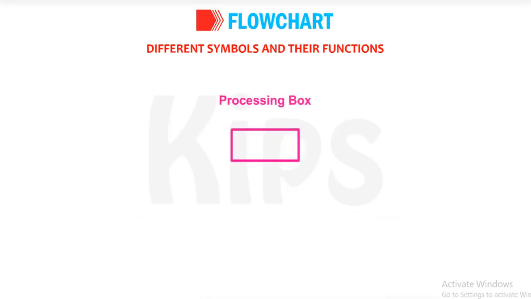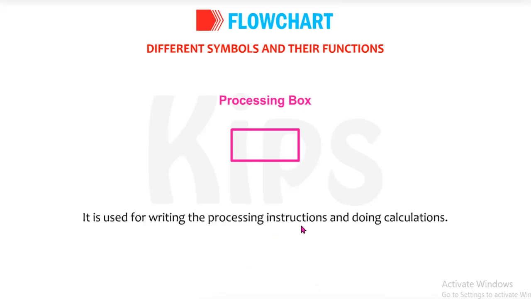Next one is the processing box. We have given A is equal to 10, B is equal to 20. Now what is the process that should happen? That is X is equal to A plus B, or C is equal to A plus B, or cost is equal to price into number of products. Like that, the multiplication, addition, subtraction, exponent, all the processes are done in this box. It is used for writing the processing instructions and doing calculations.